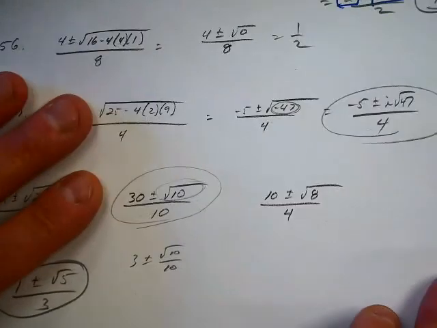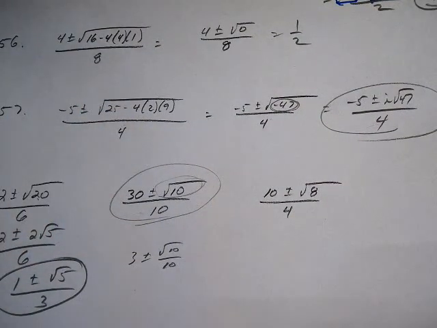Last one. 10 plus or minus square root of 8 over 4. Simplify it on your own. Go. Simplify the square root of 8. And then simplify what you can.